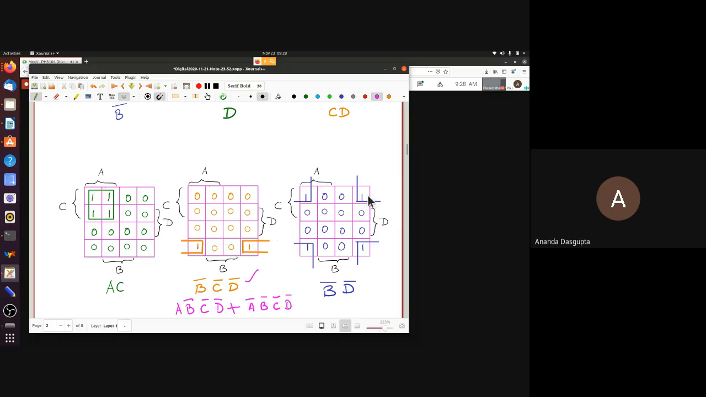So here, for example, there are 4 corners of ones. Each one of them will be taken to be together because remember, not only do these 2 sides wrap around, these 2 sides also wrap around. The easiest way to figure them out is all 4 are outside B, so they are B bar. All 4 are outside D, so it's D bar. So these 4 together make B bar, D bar.